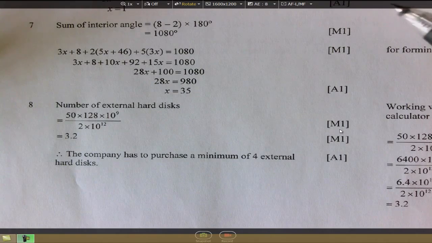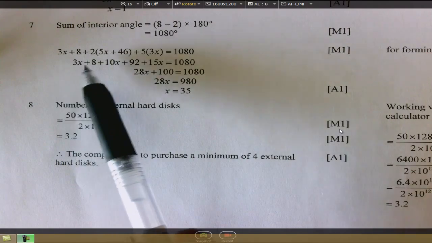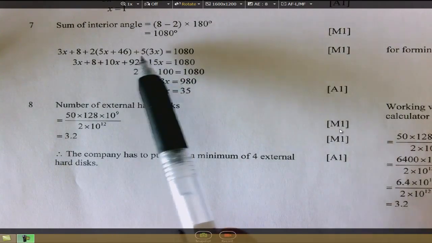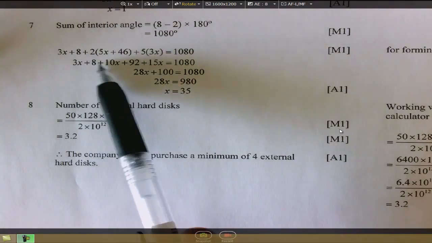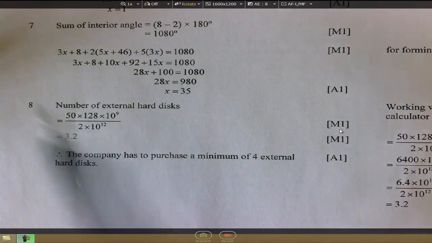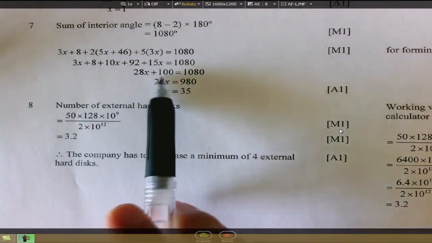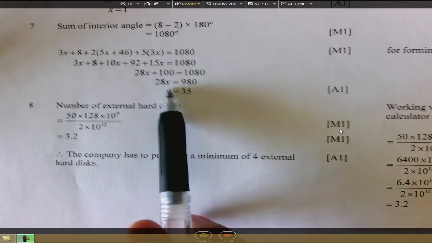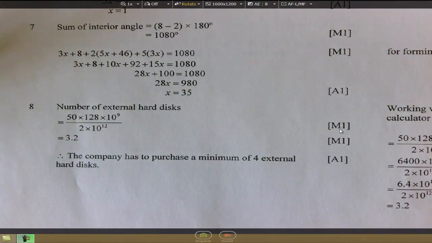Then we know that one of the interior angles is 3x plus 8. Two of them are 5x plus 46. The remaining 5 angles are 3x each. So just simplify: get 10x plus 92 plus 15x. Collect all the x terms, 3, 10 and 15, to get 28x. 8 and 92 gives you 100. Then you get 28x equals 980. You divide both sides by 28, x is equal to 35. And that is question 7.